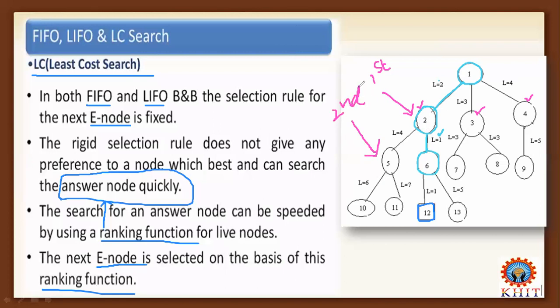Whereas in the third iteration, from 6 there are two ways, 6 to 13 and 6 to 12. Among those two, the 6 to 12 path has the least cost. Hence you can select this path. So the answer node is 12. Here 12 is considered as the answer node.